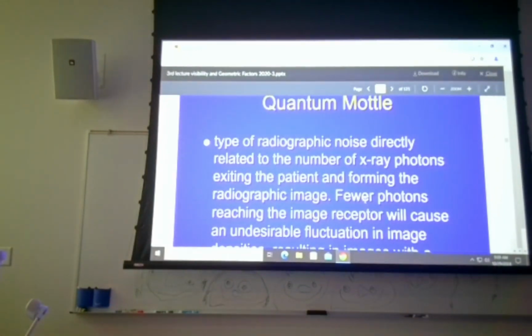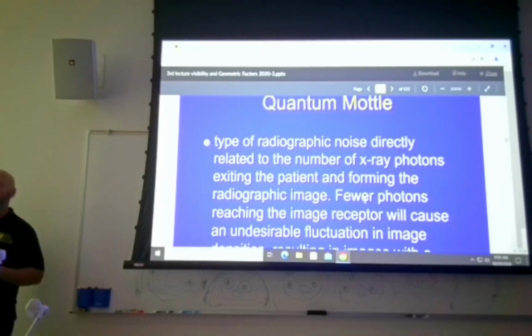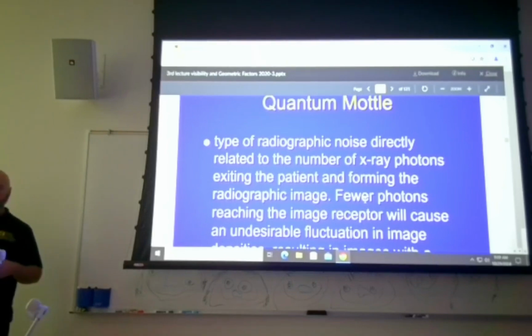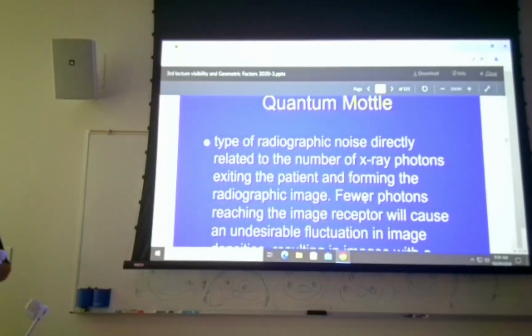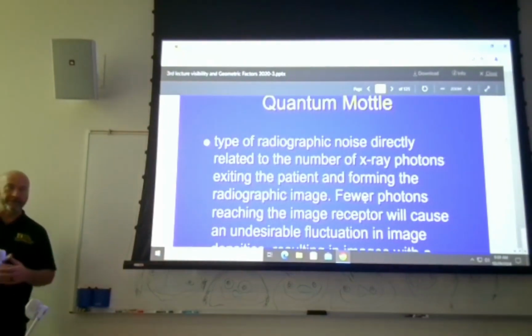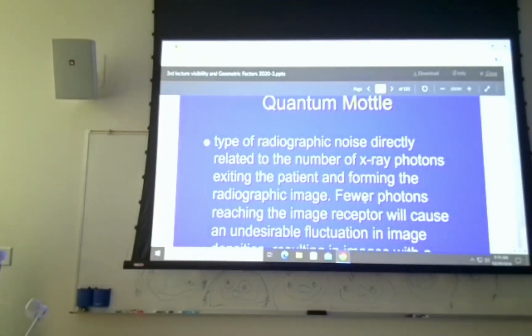But if you run into a question, the questions that you might be asked about quantum mottle are all about mass. What causes your mass to get too low? Thin anatomy, potential for quantum mottle. Yeah, because your mass is low. High kVp to maintain the same exposure. If you increase your kVp, what happens with your mass? Drops. You decrease your mass. So the potential for quantum mottle exists.